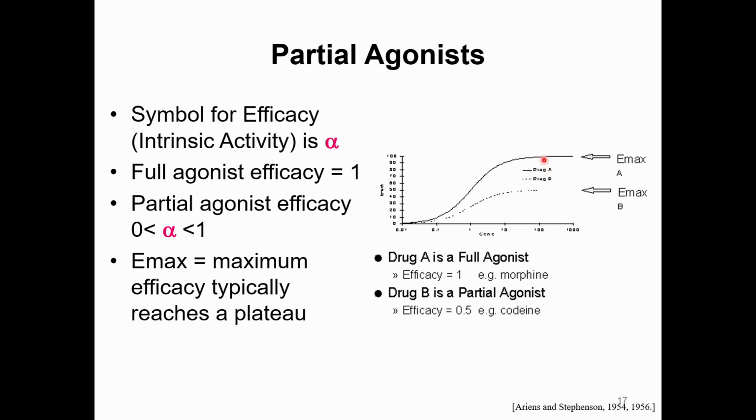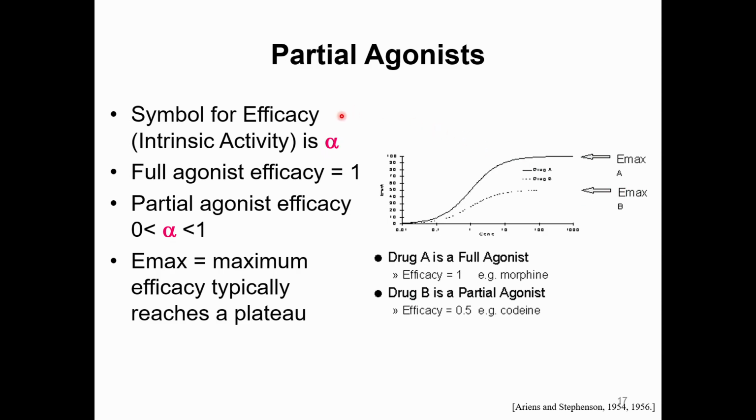So if this is drug A up here and this is drug B down here, which one is the full agonist, and which one's the partial agonist? Drug B, right? I see people nodding their heads when I say drug B. Yep, that's the curve of a partial agonist, the lower curve compared to a full agonist up here. They have different Emaxes. Emax is the maximal efficacy, okay?